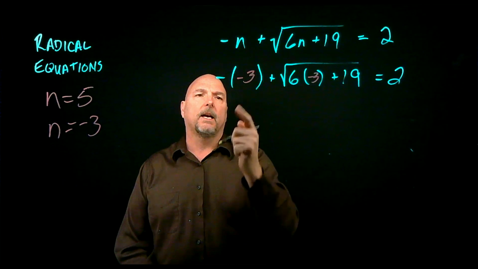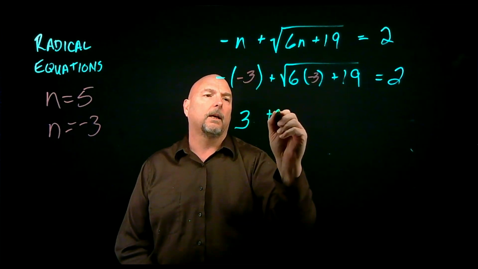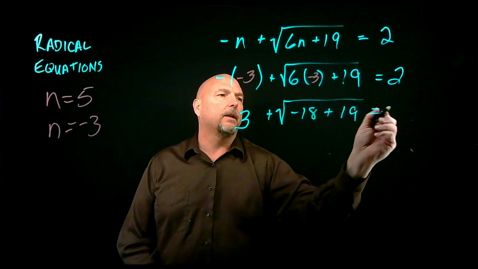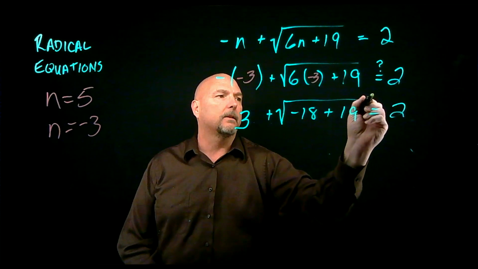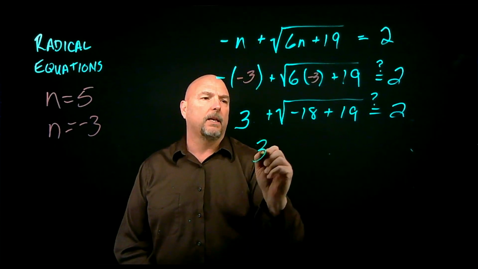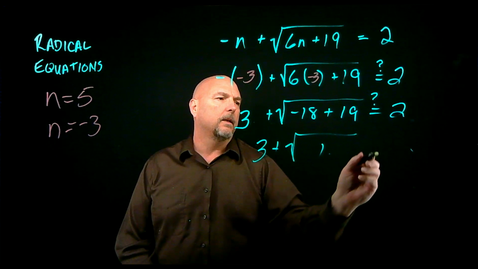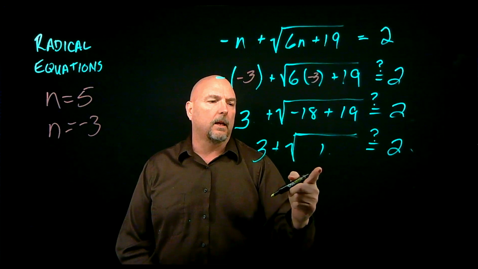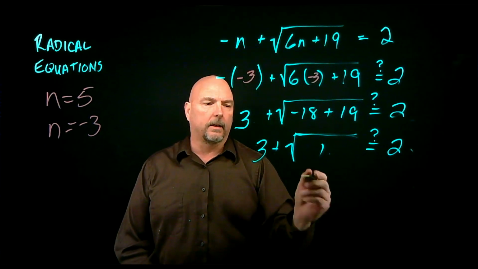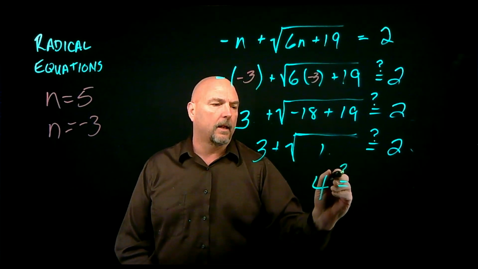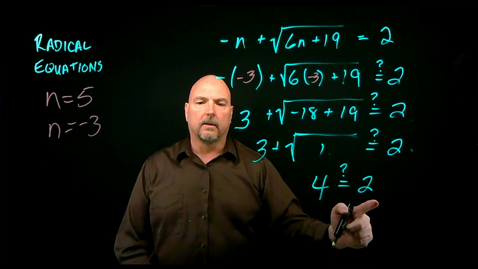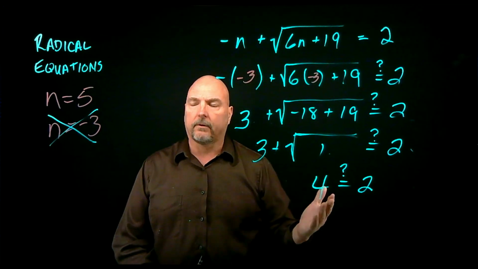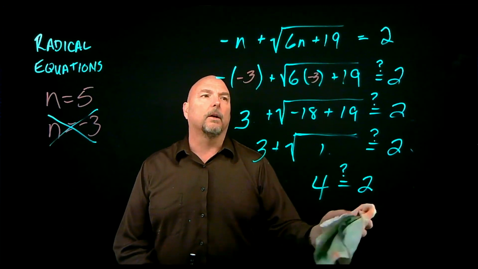But let's see. Negative 3, that is negative 3 plus the square root of negative 18 plus 19. And we want to know, does that equal 2? So we're testing on these. Are they equal? I have negative 3 plus the square root of 1. Does that equal 2? I think you can see where we're headed with this. The square root of 1 is 1. Negative 3 and 1 gives you a negative 2. Is that equal to 2? No. So that tells us that is not a solution. So what we're going to have to do is check the other one, and that one should work.